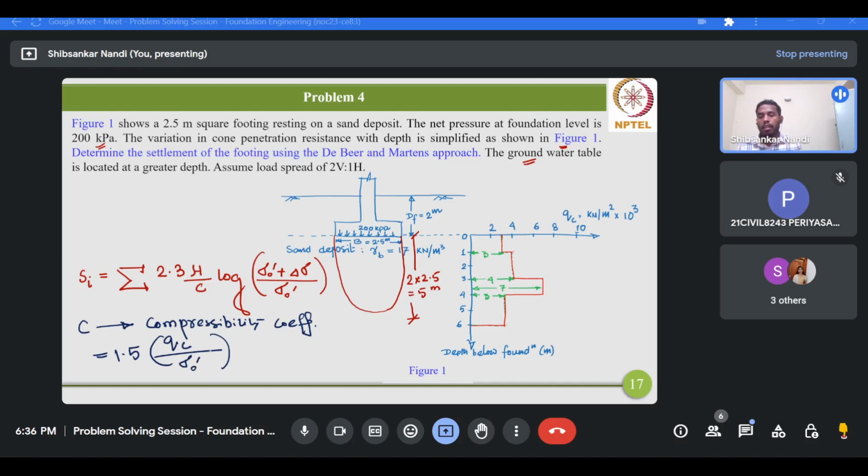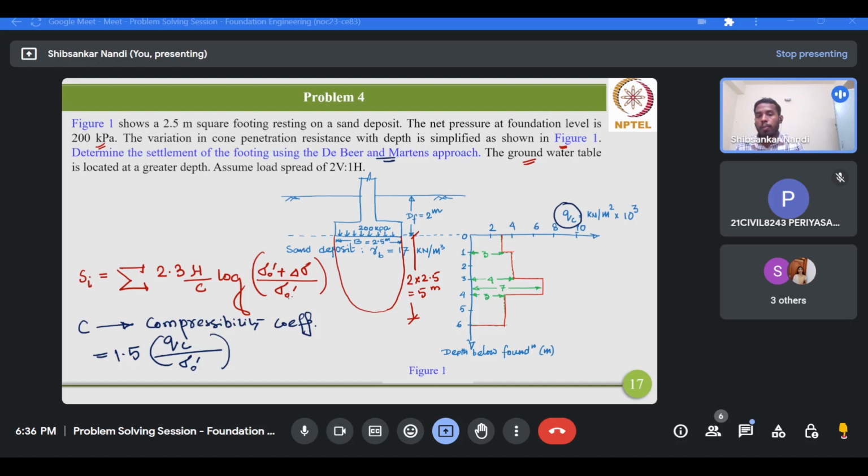There is another expression valid for this compressibility coefficient, 1.9 times QC by sigma 0 prime, and that is given by Meyer. But we will not use that approach, since it is mentioned in this problem that we have to restrict ourselves to the recommendations of Devier and Martin's. QC is the cone resistance, which is given, and you can easily obtain this value for each of these layers.